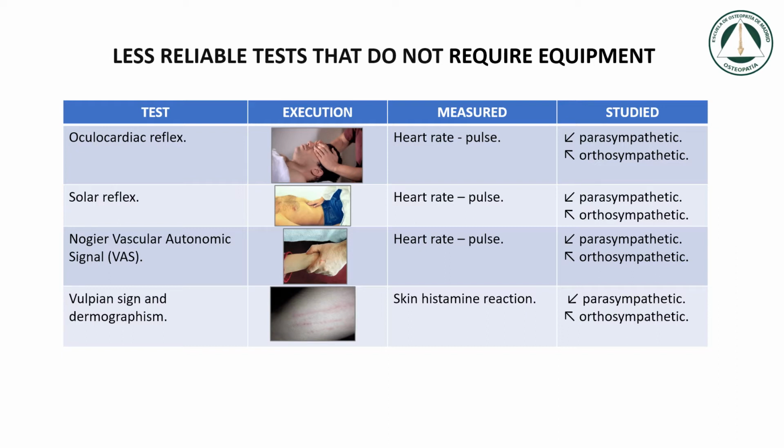Vascular automatic signal, VAS, by NOGIER. The NOGIER vascular automatic signal, VAS, test consists in taking the specific NOGIER pulse. It is a modification of the heart rate when touching any part of the body. With the pulse, the VAS is a very slight increase of the force of a pulsation, positive VAS. VULPIAN sign and dermographism. When running an instrument over the skin, a histaminic reaction appears after a few minutes.